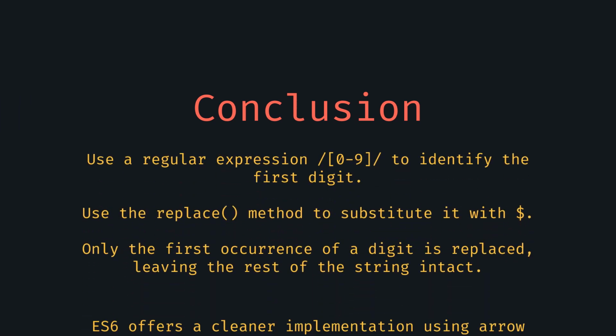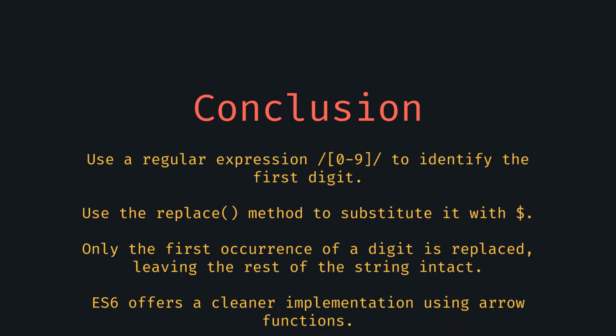To summarize, we use a regular expression to identify the first digit in a string and replace it with the dollar character using the replace method. This solution is simple and efficient and can be implemented in both ES5 and modern ES6 syntax.